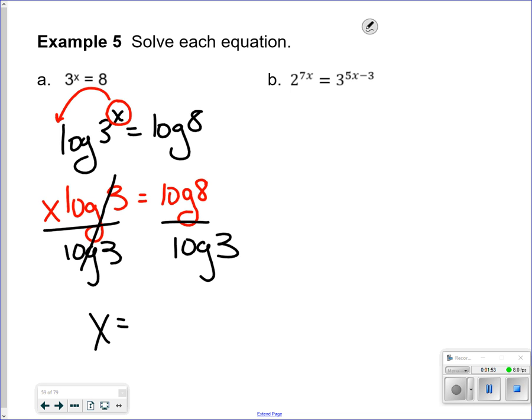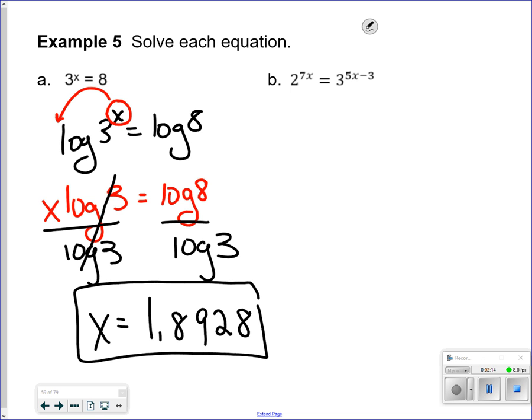And now it becomes a calculator exercise. On your calculator right now, you want to take log of 8. Now you need to be careful depending on your calculator. Log of 8, you're going to need to close the parenthesis and then divide by log of 3. And so 1.8928, rounding to 4 decimal places. And I believe on your test, it will say round to 4 decimal places.